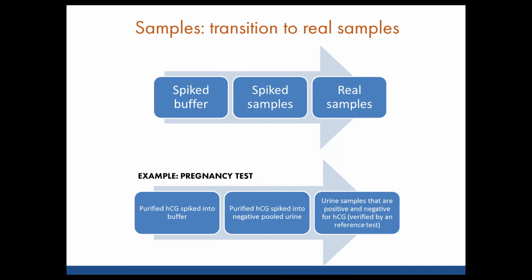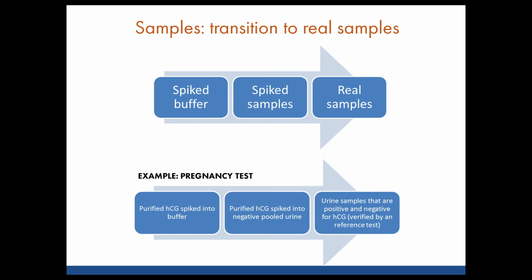An example flowchart here is for the development of a standard pregnancy test to detect HCG. Early in development, you can purchase purified HCG and spike it into buffer samples. This will help guide your antibody selection, and it'll let you know if you're in the right range to detect pregnancy.